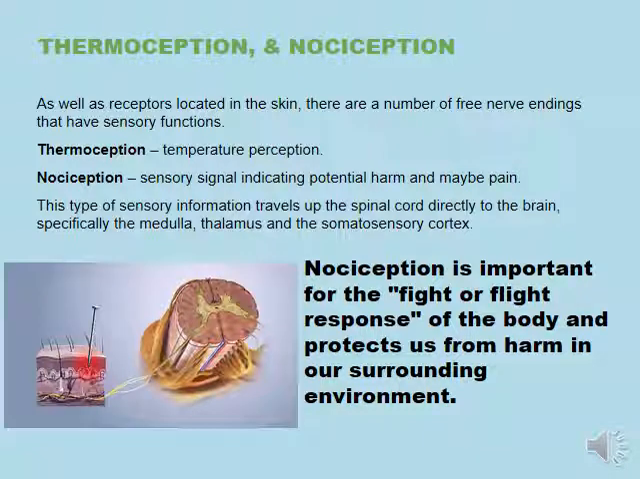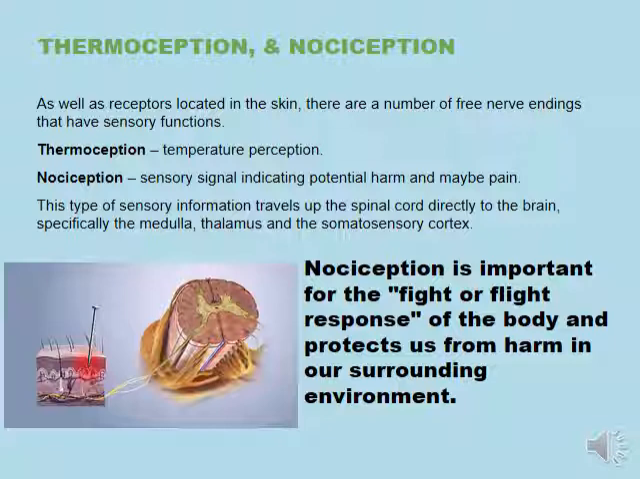So here is thermoception and nociception, as well as the receptors located in the skin. There are numbers of free nerve endings that have sensory functions. So again, you have thermoception, which is temperature perception. So say, for example, if it gets too hot, or if it gets too cold, primarily we're always trying to make sure that our bodies are in that homeostatic element. And then you have nociception, which is a sensory signal indicating potential harm and possibly pain.